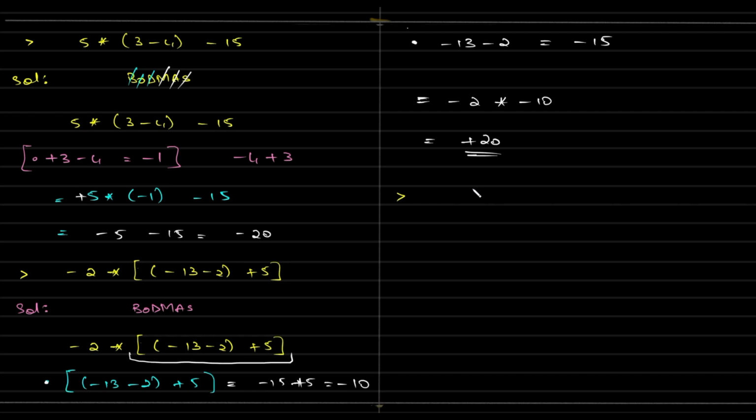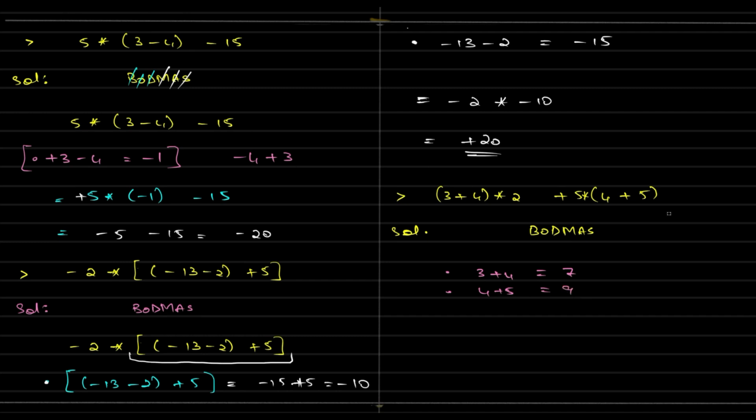Then we have 3 plus 4 into 2 plus 5, 4 plus 5. Okay, so try to solve this. Quite simple. We have two brackets. So let's start off with the first bracket, 3 plus 4, which is 7. And then the next bracket, 4 plus 5, which is 9.